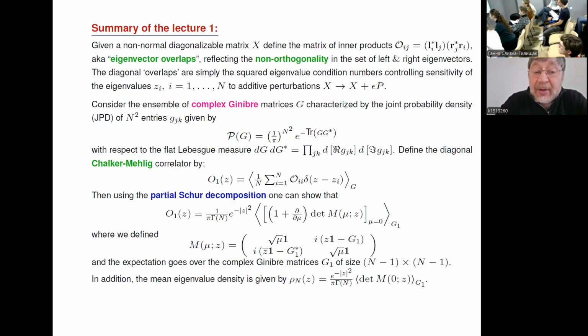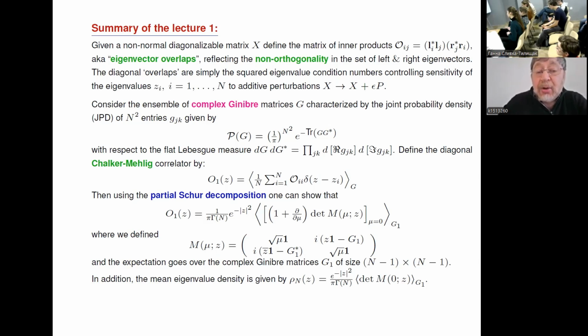In order to complete this evaluation, we started with using the so-called partial Schur decomposition for Ginibre matrices. And playing with it, after some steps, we were able to show that this diagonal Chalker-Mehlig correlator can be expressed as a derivative of the determinant of a 2n by 2n matrix M, depending on two parameters. One parameter z is just the position in the complex plane where we are going to study properties of these eigenvectors. And second, an auxiliary positive real parameter mu, which is used to differentiate upon. After differentiating and setting it to 0, we get quantities of interest.